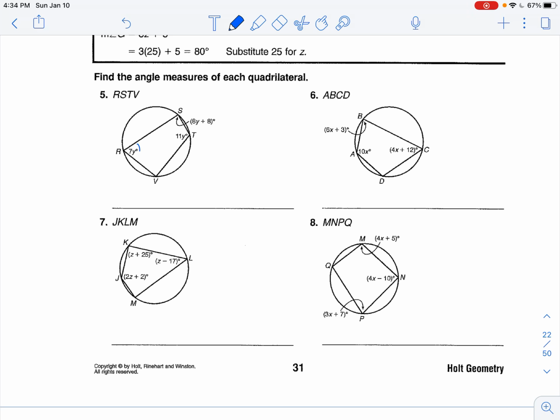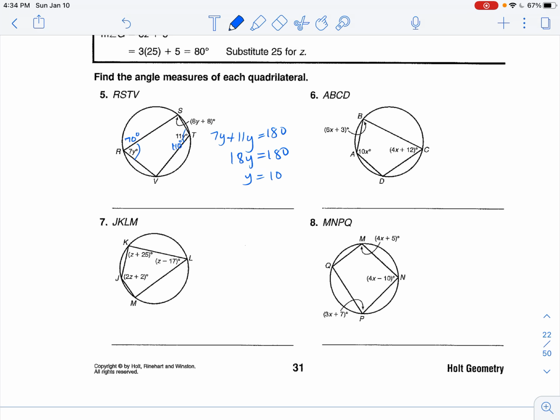Question number 5 says to find the angle measure of each quadrilateral. All right, so let's start with these two. These are our opposite angles. We know that these are supplementary. So 7y plus 11y, this is going to equal 180. And so this is 18y is equal to 180. Divide both sides by 18, and y is going to give us 10. So if I were to substitute in 10 for my y, this angle is going to give me 70 degrees.